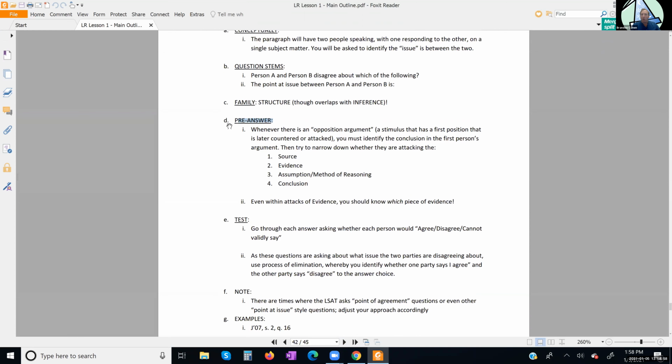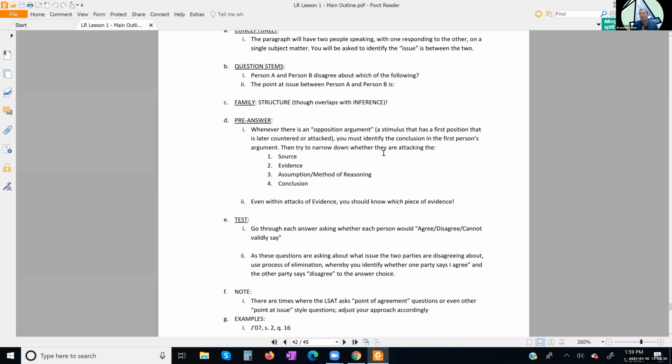Now, in a point of issue question, what you want to do is really what you do anytime there's what we call an opposition argument. It's one of the concepts we talked about as part of the lesson one course. An argument has 4 parts: source, evidence, assumption, conclusion. Now, when I say those 4 parts, not every time someone speaks do we have all 4.